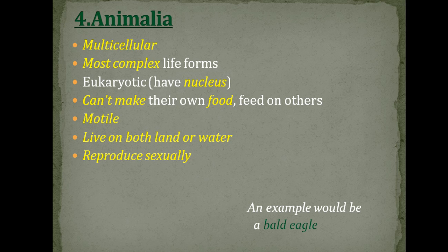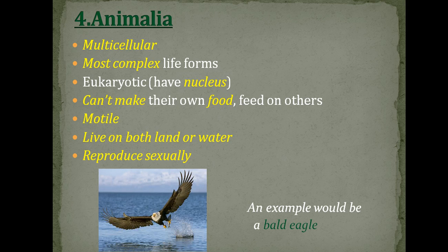An example would be bald eagle. Bald eagles are multicellular organisms and are eukaryotic. They reproduce sexually and they feed on other living things such as fish.